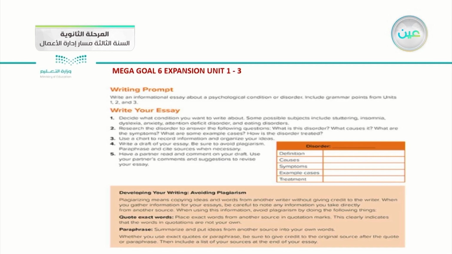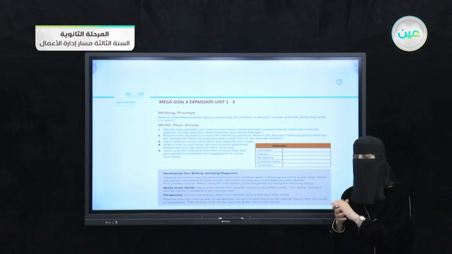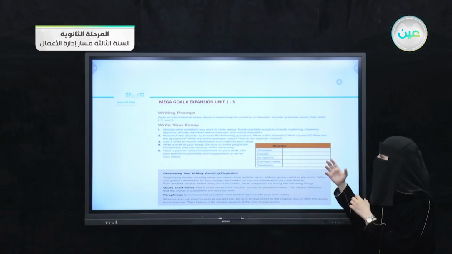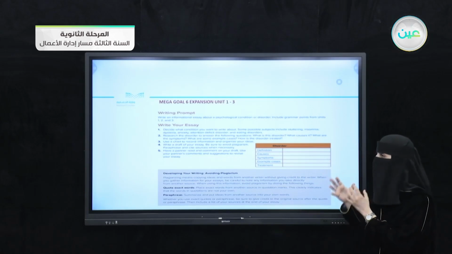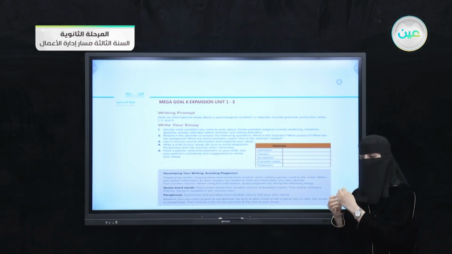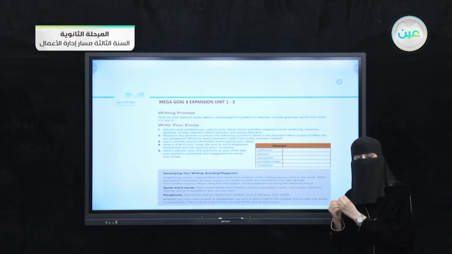Number 2, when you decide to write your essay, what is the next step? Number 2, research the disorder to answer the following questions. Before we research that, what do they mean by disorder? Disorder means that something causes a fear or something causes nervousness to you. Okay, when you research about that, what do you think is a suitable way to write a good essay?